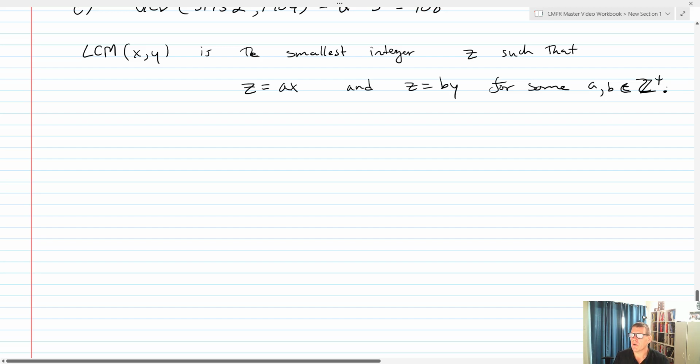So what we're looking for is a number that we can divide both of our values into, that has all of the factors. So the LCM of x and y will have all of the factors of x and y.